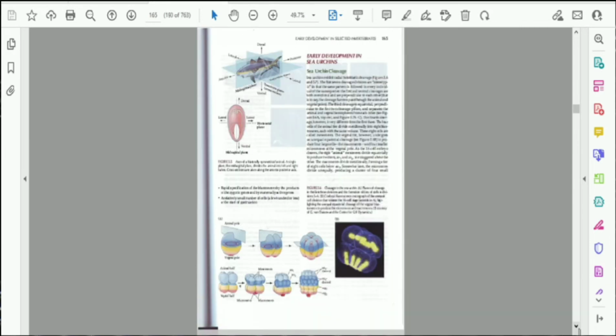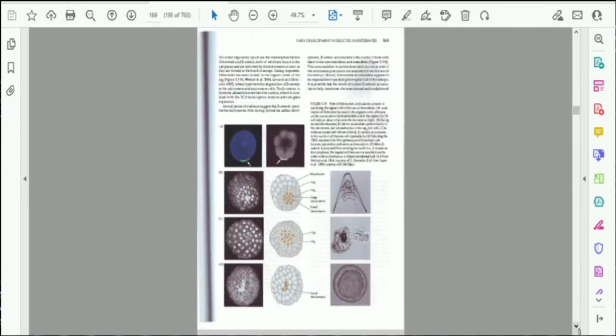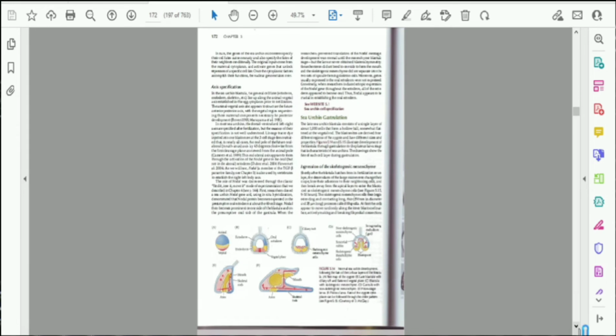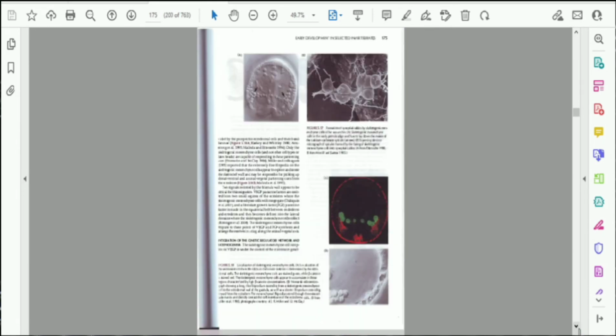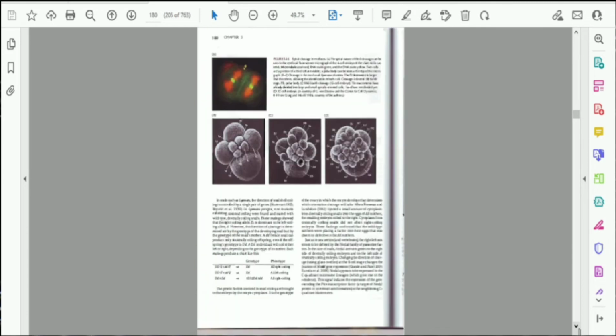And this early development in sea urchin and all, no need to study, leave it, because no questions will be asked from these pages. And also gastrulation in sea urchin, leave it. I didn't study these things, because it's not easy to study, and it will also confuse us. And early development in snails also, no need to study.